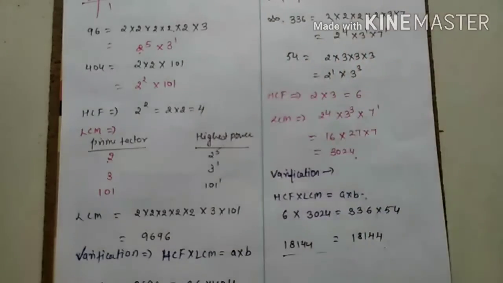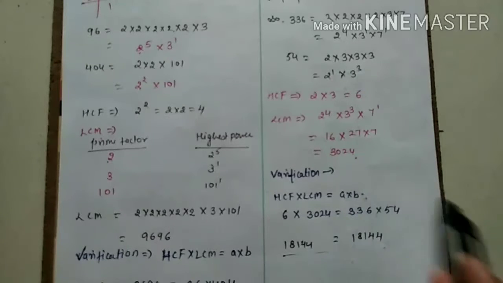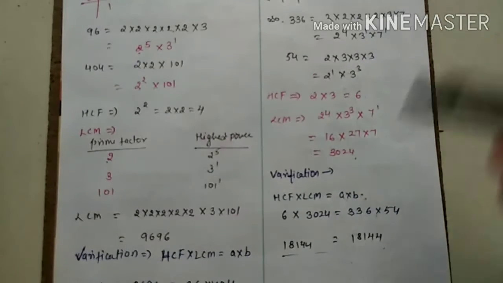A into B, it means my numbers. Numbers in the sense 3024 and 54. Just do 6 into 3024, you have to multiply, is equals to 336 into 54. If your answer is matching, your answer is coming the same, it means your LCM and HCF is correct and you have done it properly. Is it clear?